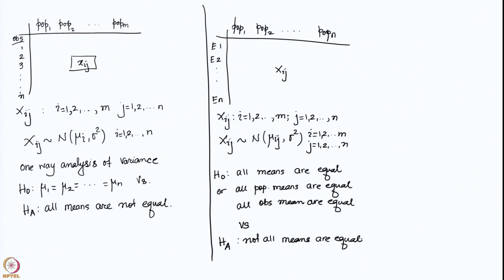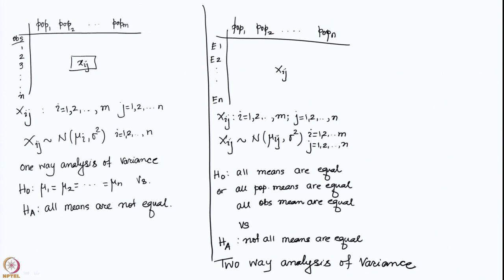So we are now generalizing it. This case is called two-way analysis of variance.